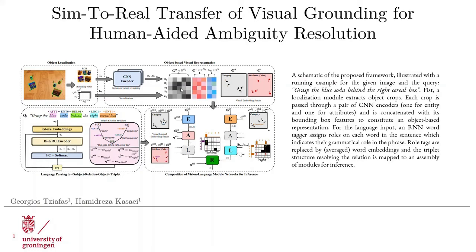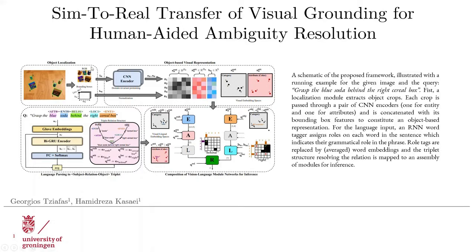In this video we present our paper, titled Sim-to-Real Transfer of Visual Grounding for Human-Aided Ambiguity Resolution. In this work, we present a novel deep learning framework for language-guided visual reasoning of object attributes and spatial relations, aimed at solving the task of referring expression comprehension, in the context of human-robot interaction applications.